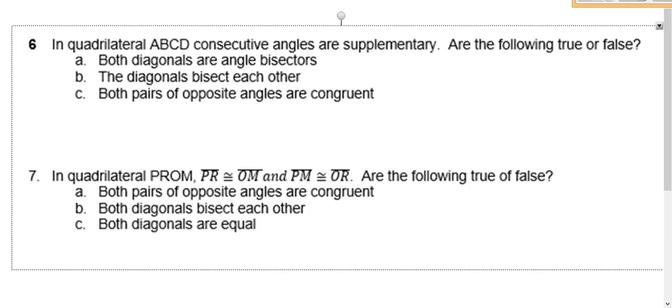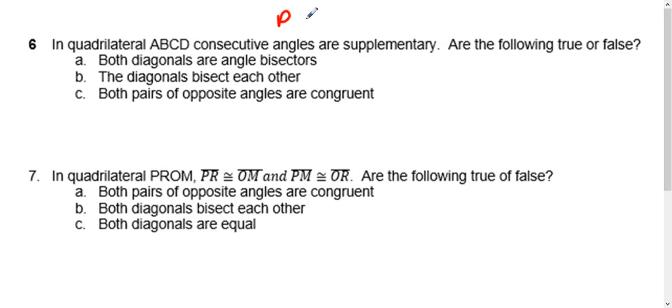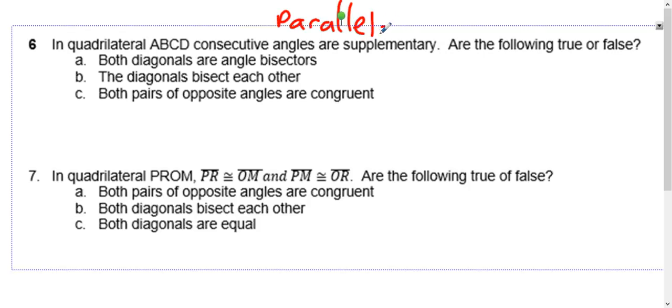In quadrilateral ABCD, the consecutive angles are supplementary. So if consecutive angles are supplementary, that means it's a parallelogram. So if it's a parallelogram, then we have a whole bunch of things that are true. Opposite sides are parallel, opposite angles are congruent, diagonals bisect each other, opposite sides are congruent, and consecutive angles are supplementary.